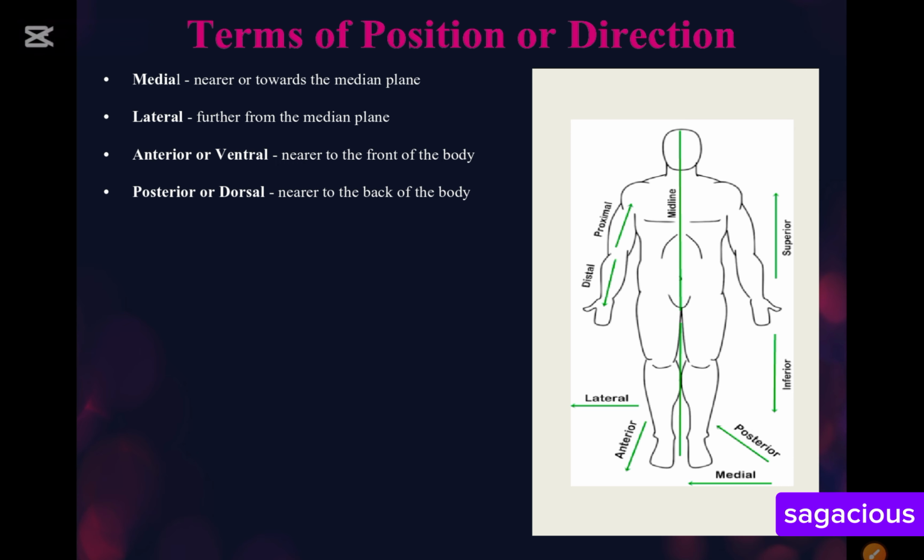Now, the posterior or dorsal: either you say it is posterior or you say it is dorsal, meaning it is nearer to the back of the body. So when something is nearer or close to the back of the body, we say it is posterior or dorsal. When something is in the front of the body, we say it is anterior.